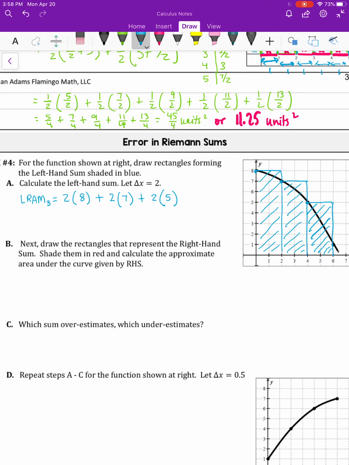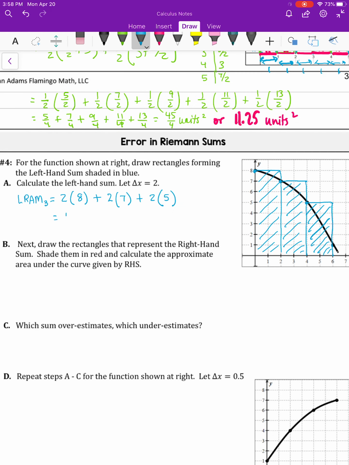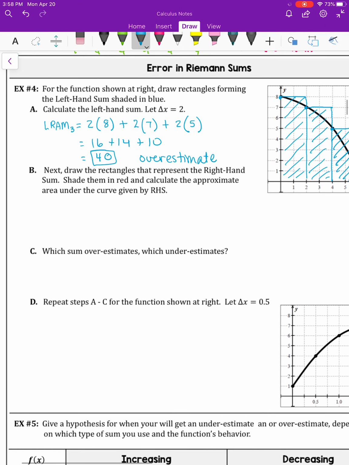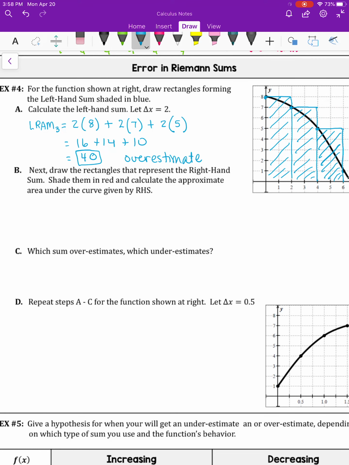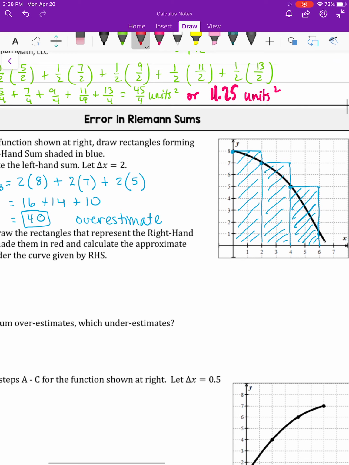The last one has a width of 2. I go over and down to create my rectangle and shade it, and I say it's 2 times 5. I can see that my LRAM for this rectangle from 4 to 6 is 5. So this gives me 16 plus 14 plus 10, 30 plus 10, 40, and I do recognize that LRAM for a decreasing function is an overestimate. Okay, so 40 is my approximation.